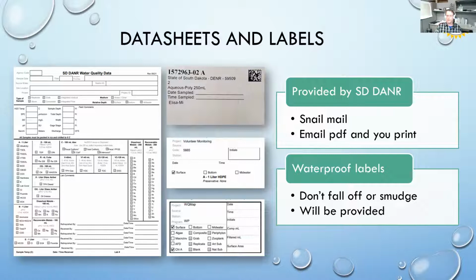As soon as we have your sampling plan ready and we know what stations you'll be sampling and how often you'll sample them, we'll send you enough data sheets and labels to do your next 2 years of sampling.